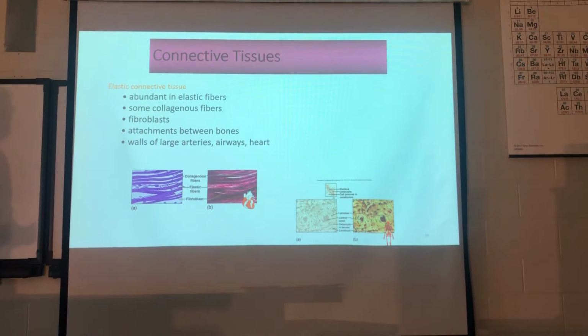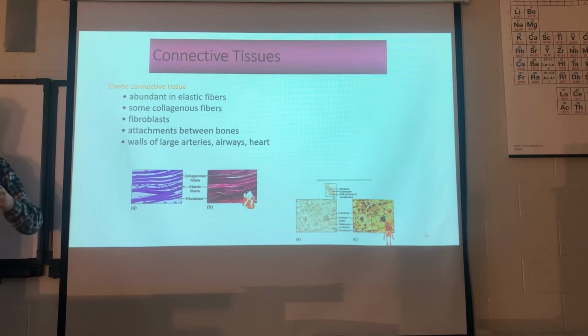Next, we have elastic connective tissue. It, of course, has abundant elastic fibers. There are some collagen fibers as well. It has fibroblasts, which are the cells responsible for making fibers. It is going to form attachment between bones. It is going to be found in the walls of large arteries, airways, and the heart. So this is a somewhat stretchy tissue. We find it in arteries and airways where it needs to have some degree of give.